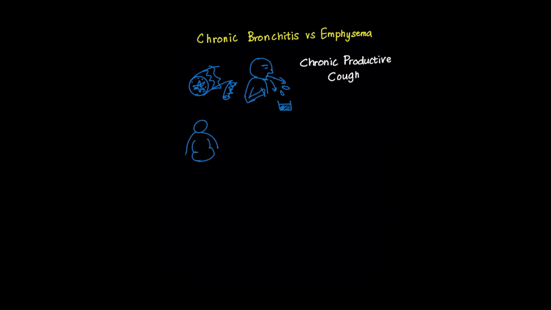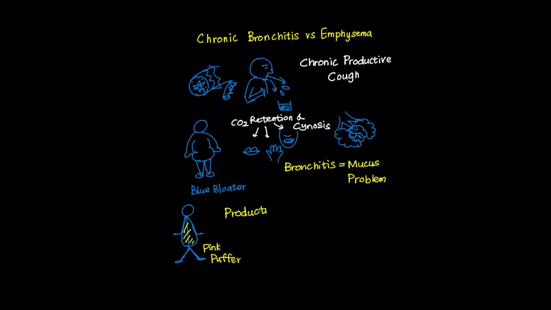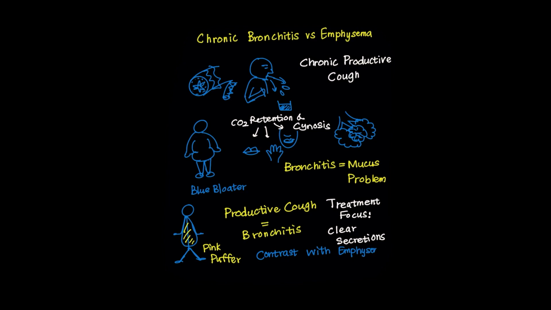These patients are called blue bloaters because they retain CO2, causing cyanosis, and often have fluid retention from right heart failure. In contrast, emphysema patients have minimal cough because their problem is alveolar destruction, not mucus production. They maintain pink colour through increased respiratory effort and develop barrel chest from air trapping. The chronic productive cough specifically identifies chronic bronchitis, requiring different treatment approaches focusing on secretion management versus the breathing techniques needed for emphysema.